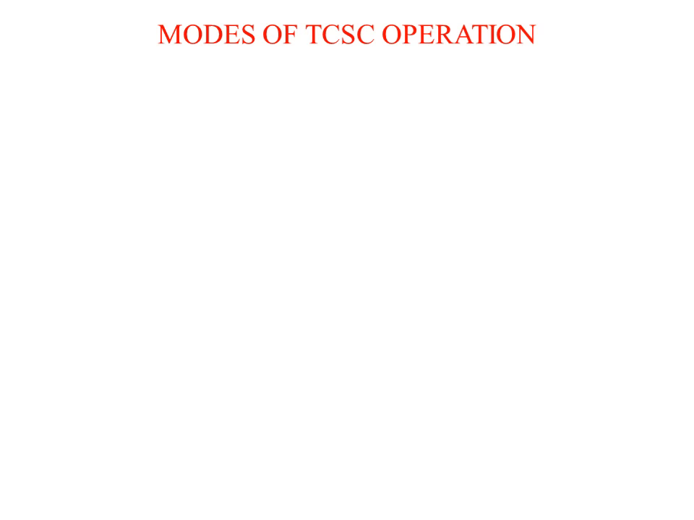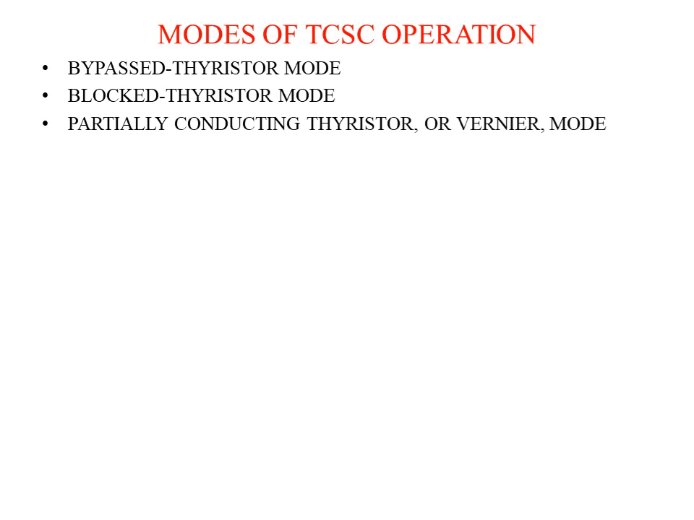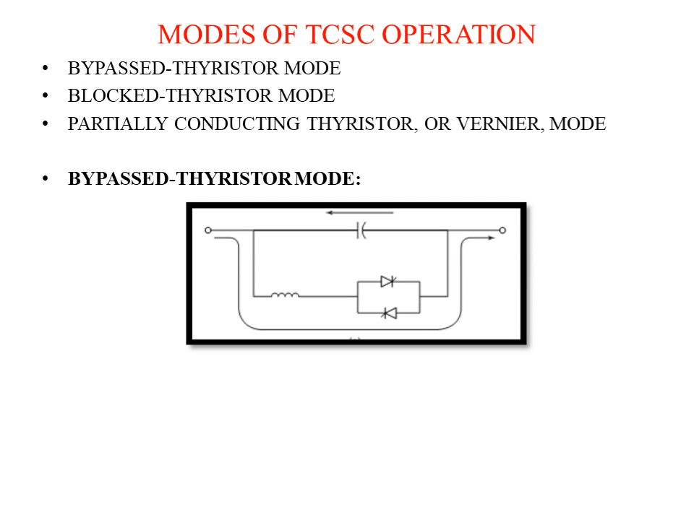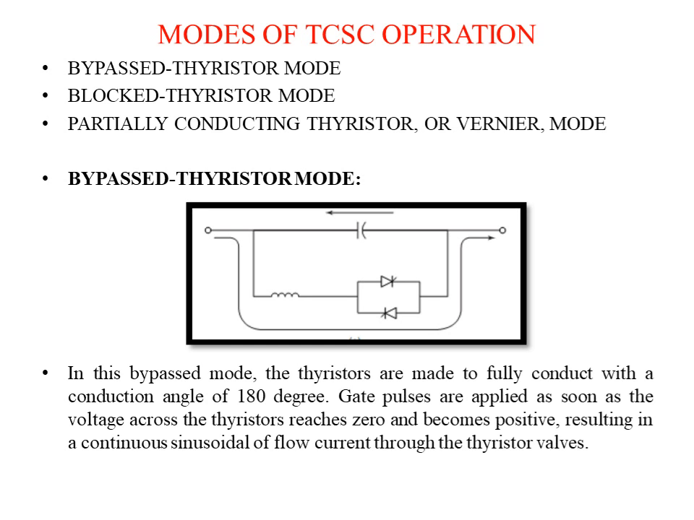So, modes of operation of TCSC. There are three different modes: bypass thyristor mode, block thyristor mode, and partially conducting thyristor or Vernier mode. This is nothing but inductive Vernier mode. So the first mode is bypassed thyristor mode. This is the diagram; the arrow shows the direction of voltage and current in this bypass thyristor mode.